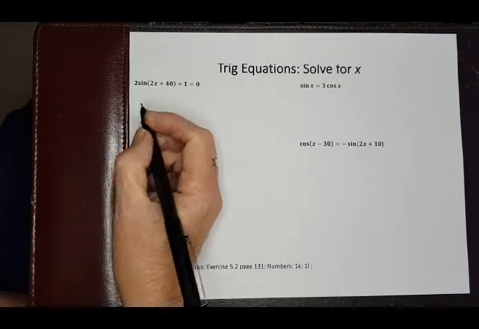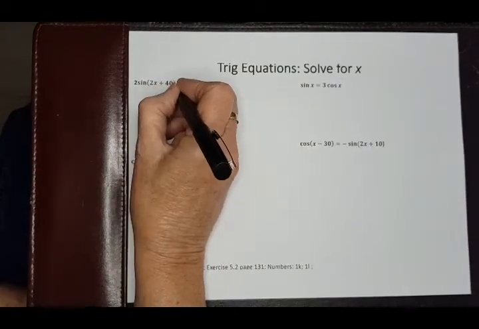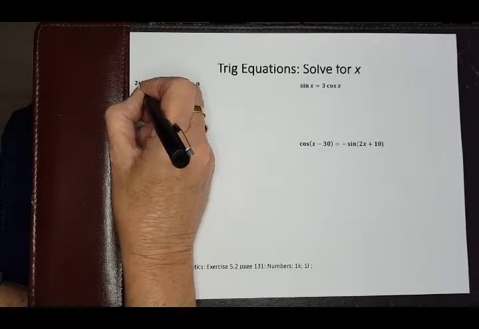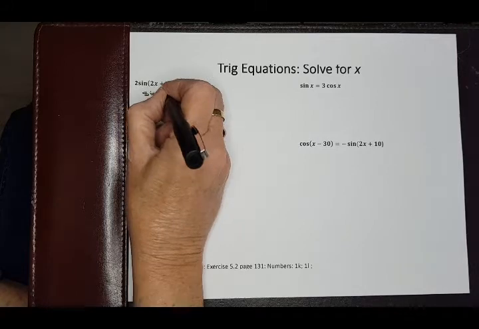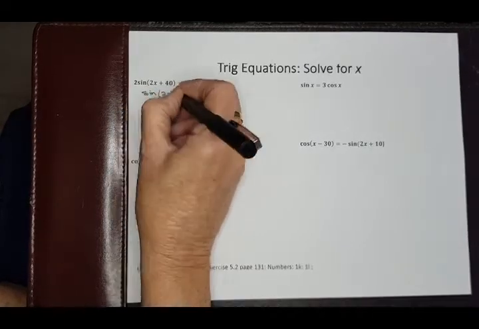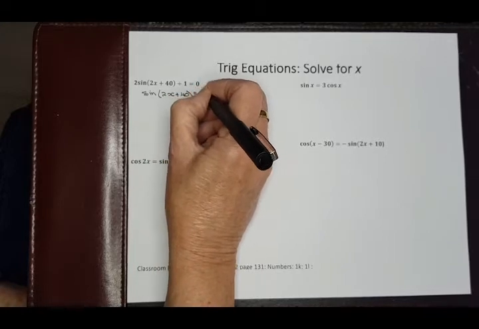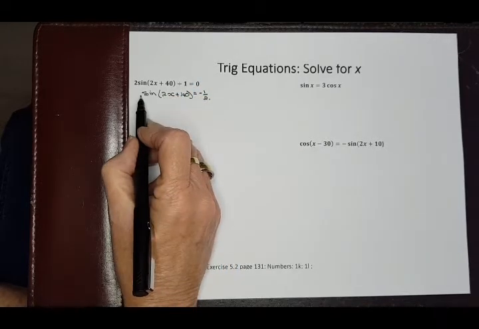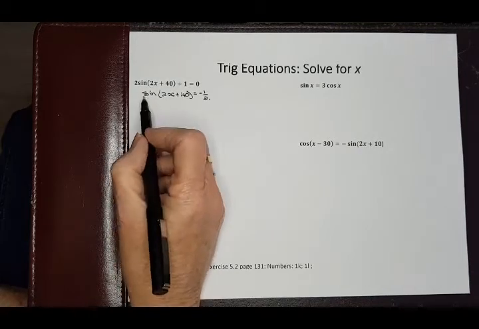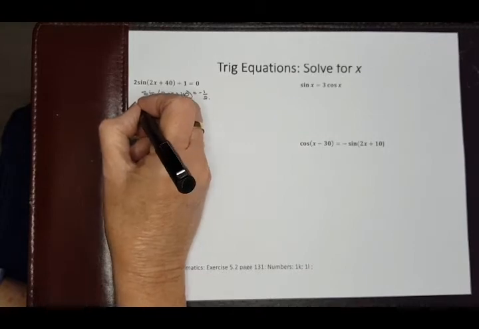bracket, on its own. So we're going to write 2 sine of that bracket is equal to -1. And then I'm going to divide both sides by the 2. So we get sine of (2x + 40) is equal to -1/2. We make use of arcsine, and arcsine of -1/2 is going to be minus 30 degrees.